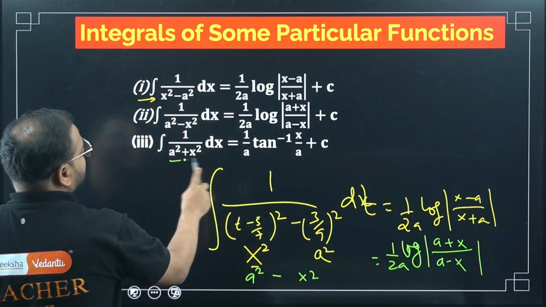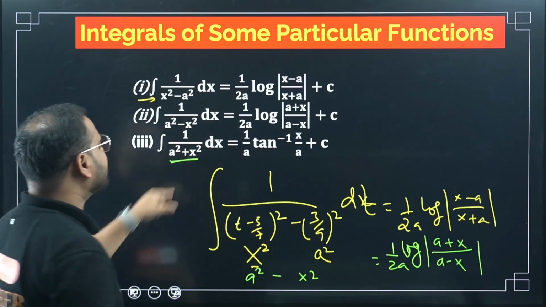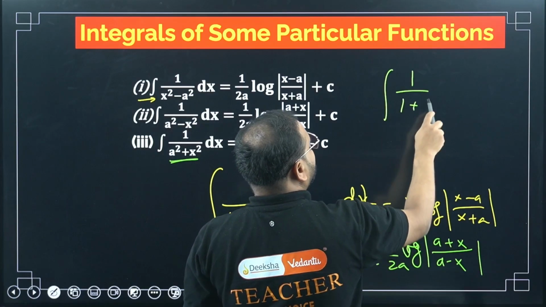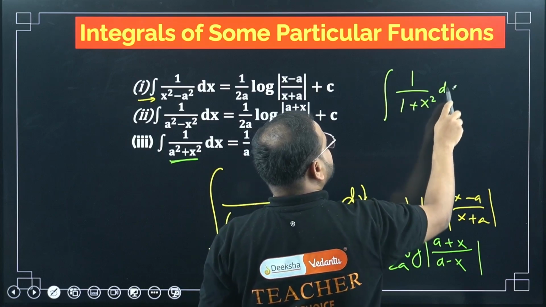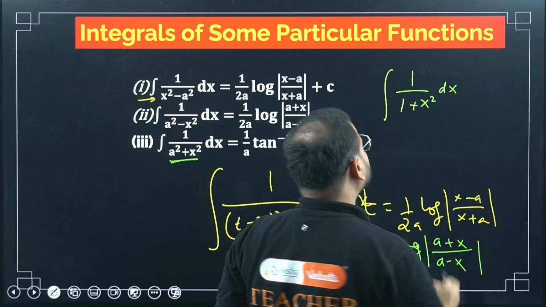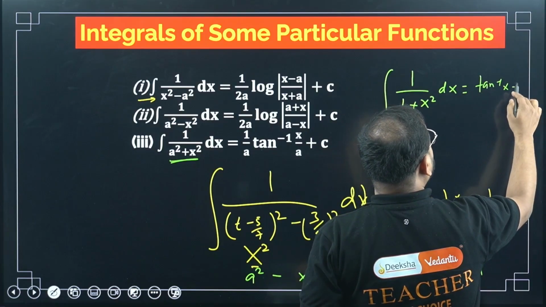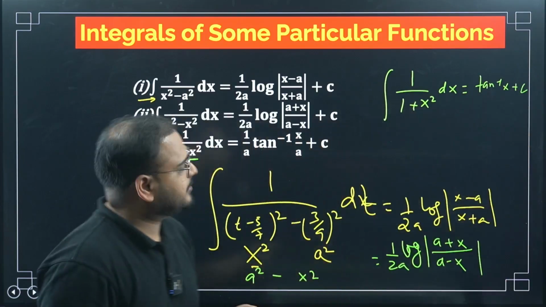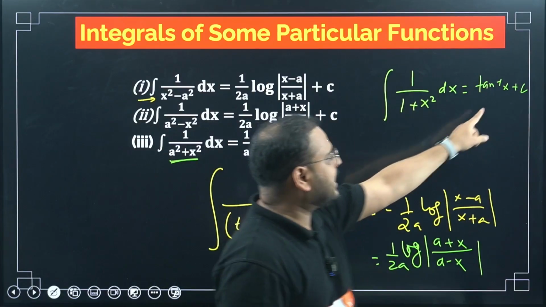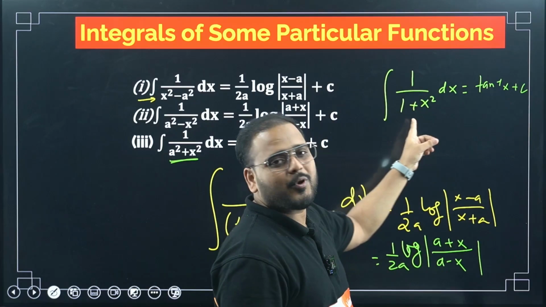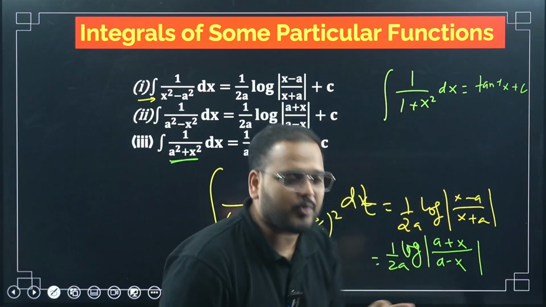Now this is so very simple. Why is this very simple, sir? If you remember this formula, integration of 1 upon 1 plus x square dx, how much is this? If you remember, this is simply tan inverse of x plus c. Yes, sir, we know this. Differentiation of tan inverse of x is 1 upon 1 plus x square. So integration of 1 upon 1 plus x square is tan inverse of x. So not a problem there, sir.